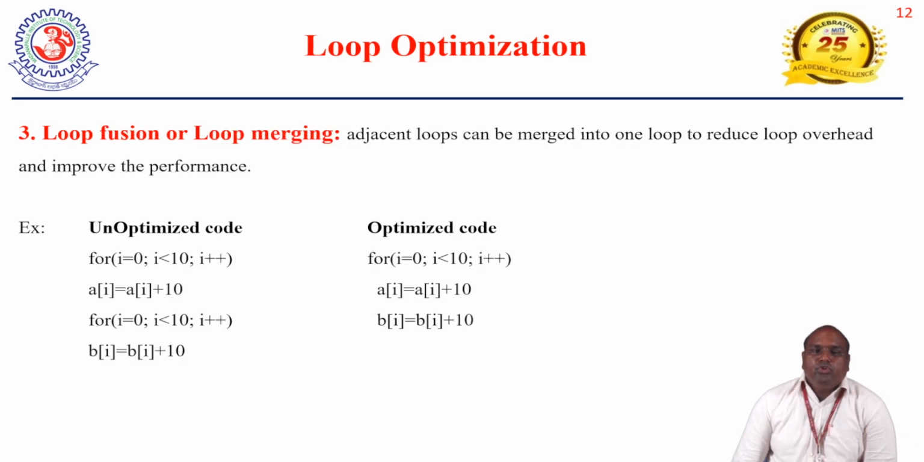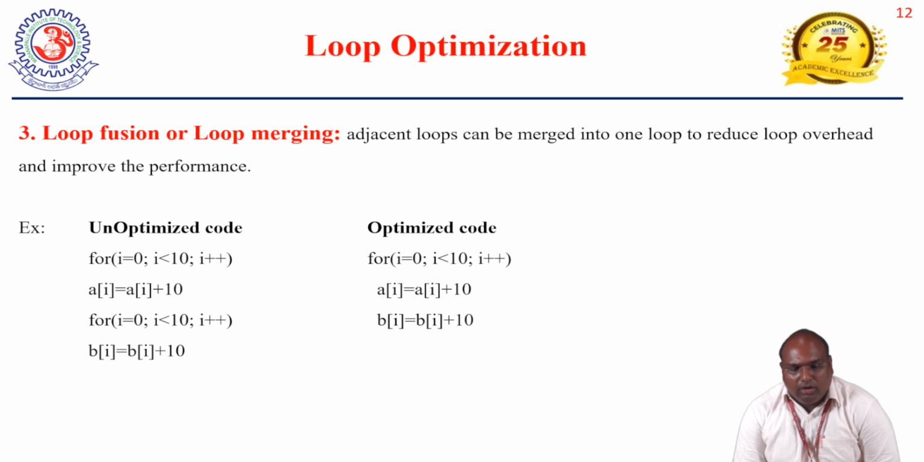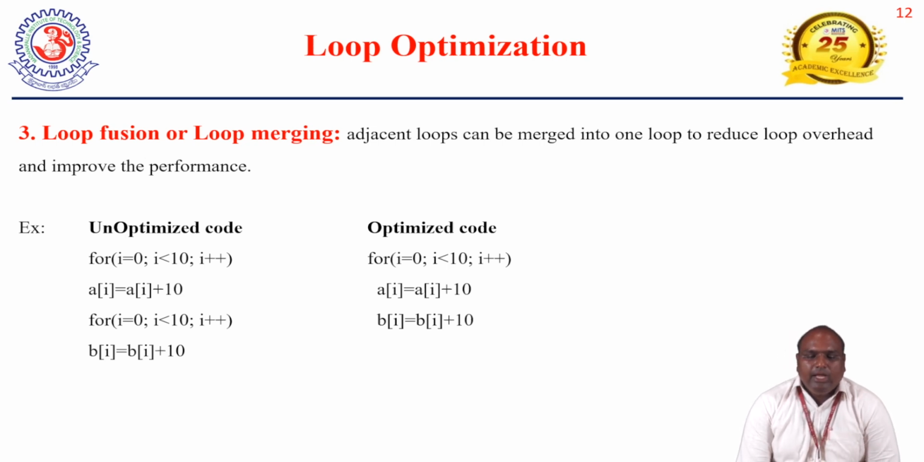Next is loop fusion or loop merging. Here I want to merge, I want to reduce the compilation time inside the loop. Loop merging means adjacent loops can be merged without changing the output of the program. If you see the example, for i equal to 0, i less than 10, i plus plus, a of i equal to a of i plus 10.